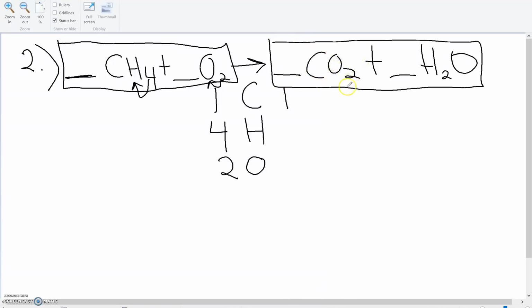All right, and on the product side, we have just 1 carbon. Oxygen, we have 2 here, but we also have plus the 1 over here. So 2 plus 1 is going to give us 3 oxygen. And how many hydrogen do we have? We have 2. Okay, our carbon is already balanced because we have 1 and 1. Hydrogen and oxygen are not.